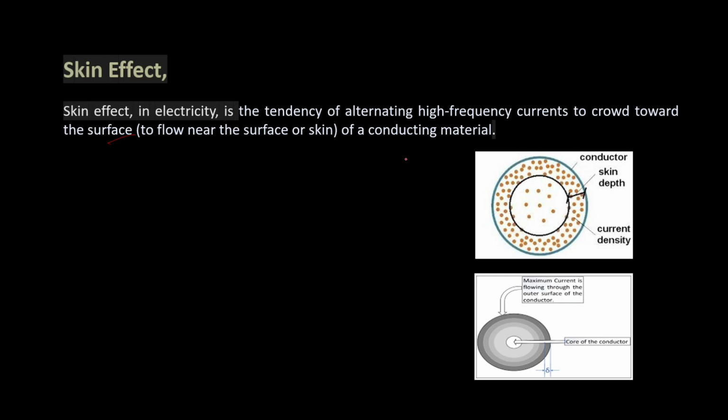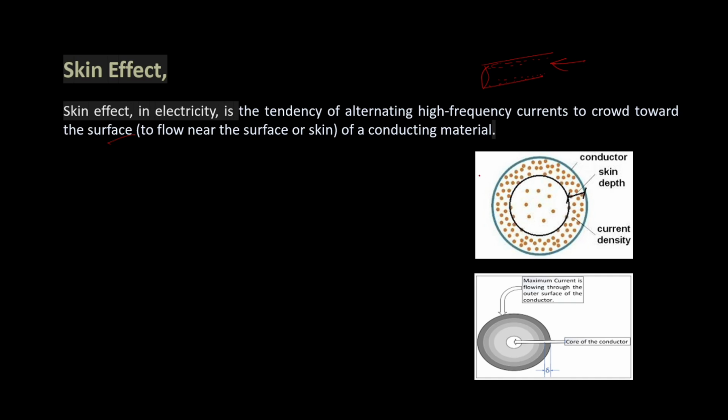Means what it is actually saying is that, suppose this is one conductor, if current flows through it, then the current tries to flow through the outer surface of the conductor. So that is called skin effect.